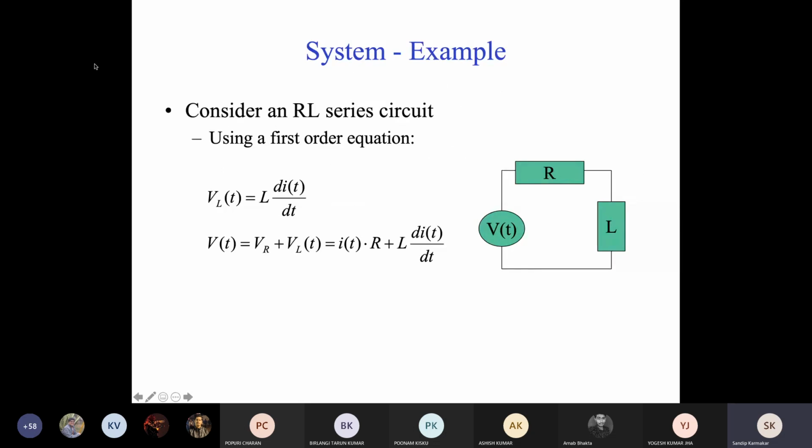Okay. One system example is the RL circuit. So here V(t) is the voltage, R is a resistor, and L is the inductance. So using the first order equation, V_L(t) equals L di/dt. So V(t) equals V_R plus V_L(t), equals iR plus L di/dt.